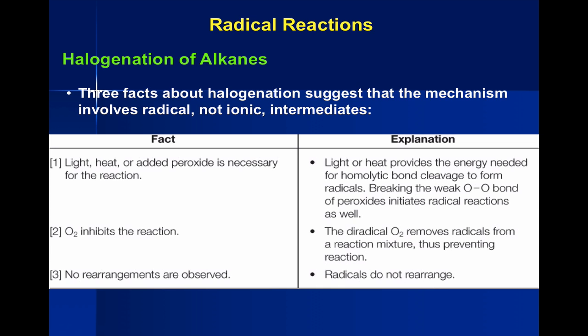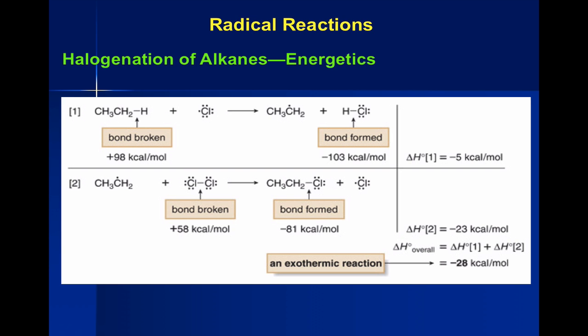So all of these facts tell us that the mechanism for the halogenation of alkanes involves a radical and not some type of ionic intermediate. That is, it doesn't go through an SN1 or an SN2 type reaction mechanism. Okay? So I'm going to just have you look at the halogenation energetics. This is just the stuff that you learned about in general chemistry, looking at the bond dissociation enthalpies.